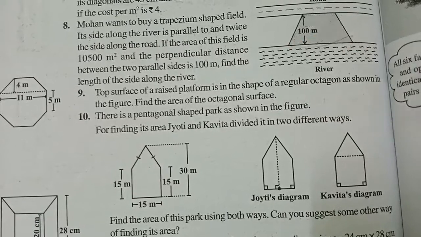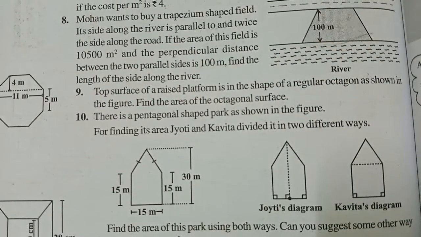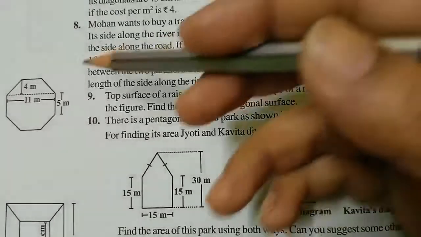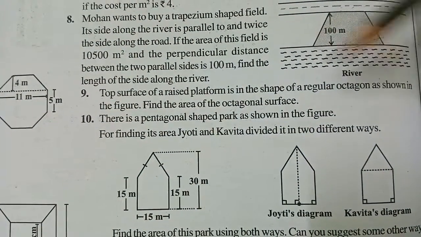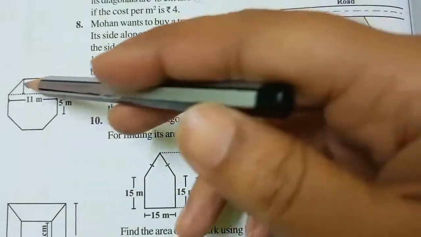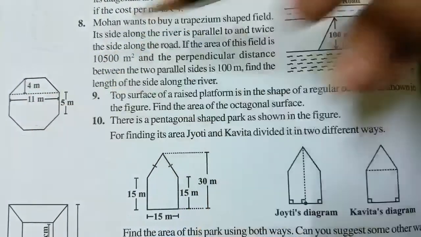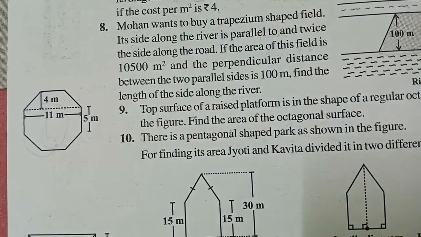Now let us see question number 9. The top surface of a raised platform is in the shape of a regular octagon. So this is an octagon, that means 8 sides are there. As shown in the figure, find the area of the octagonal surface. You have to find the whole area of this octagon. So you have to break this figure into parts. How can you break it?